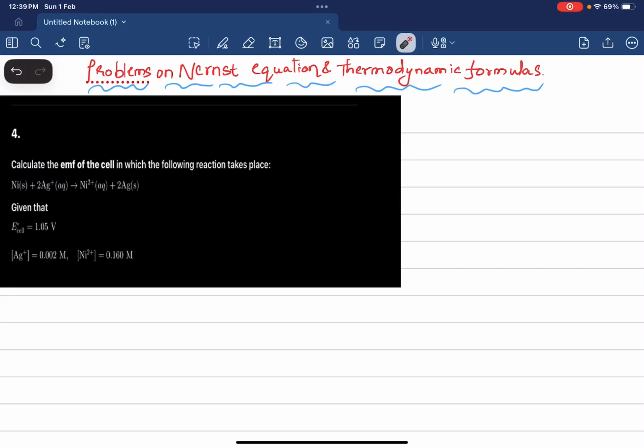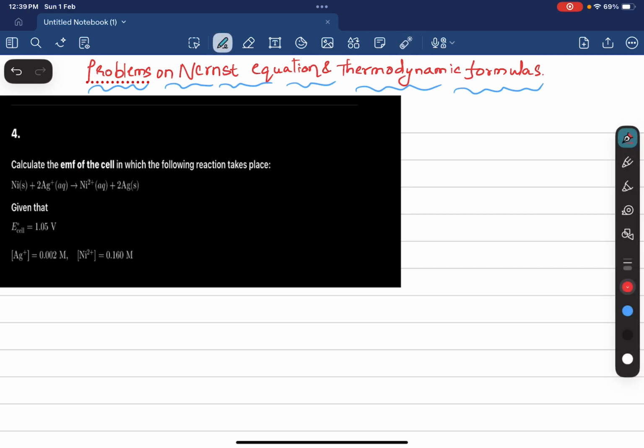So these are the problems based on the Nernst equation. Calculate the EMF of the cell in which the following reaction takes place: Ni is converted into Ni2+, Ag+ is converted into Ag. E0 cell value is given, which is 1.05 volt. Ag+ concentration and Ni2+ concentration are also given.